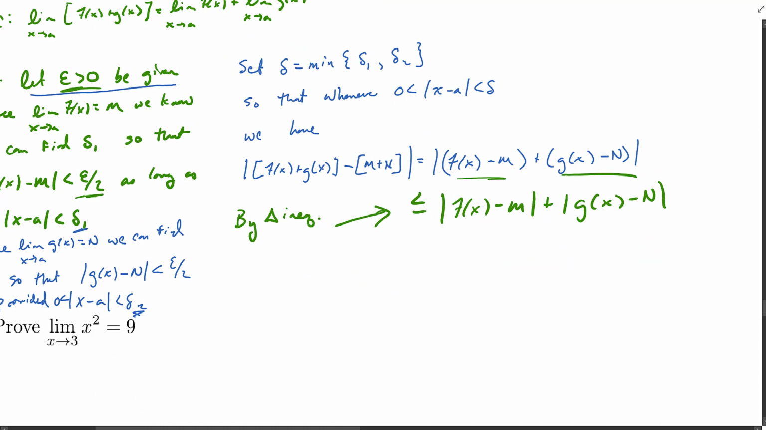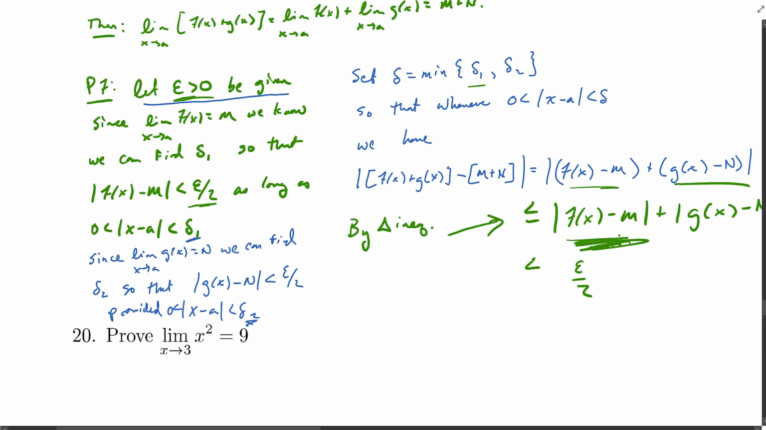Then we know that this expression right here can be made as small as we want as long as the distance between a and x is less than our delta 1. So we can make this less than epsilon over 2. That's what we wanted to do. We said we go ahead and pick the delta 1 that ensures that the distance between that y value and what its limit is is less than epsilon over 2. We can do that as long as our distance between x and a is less than delta 1.